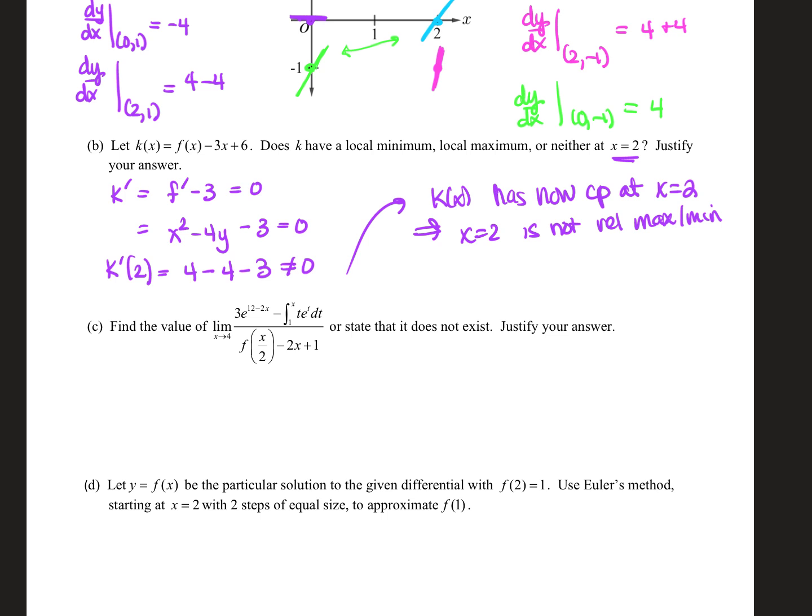Find the value of this. Okay, so let's see. I'm guessing as we plug it in, we're probably going to get 0 over 0, but we should probably verify that first. So looking at the top, the limit as x goes to 4 of 3e to the 12 minus 8 minus the integral from 1 to 4 of x e to the x dt.